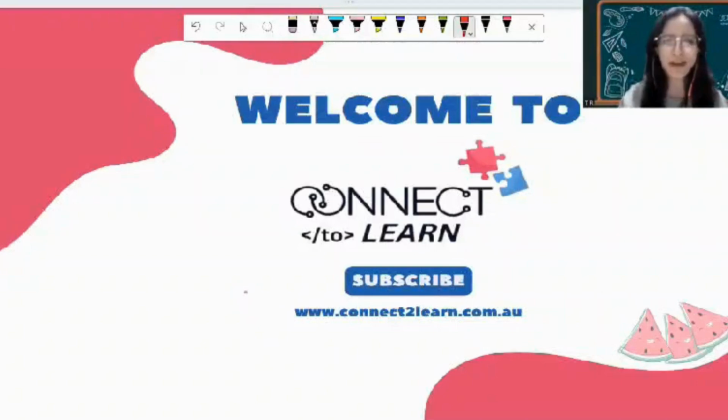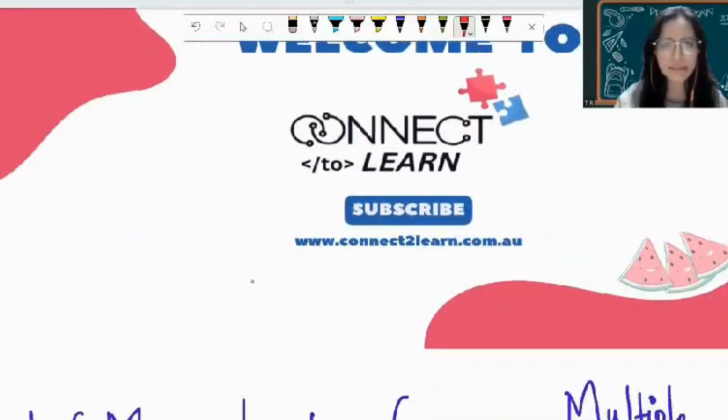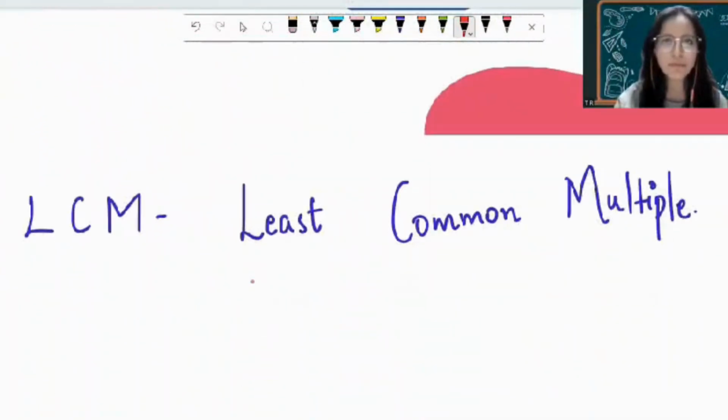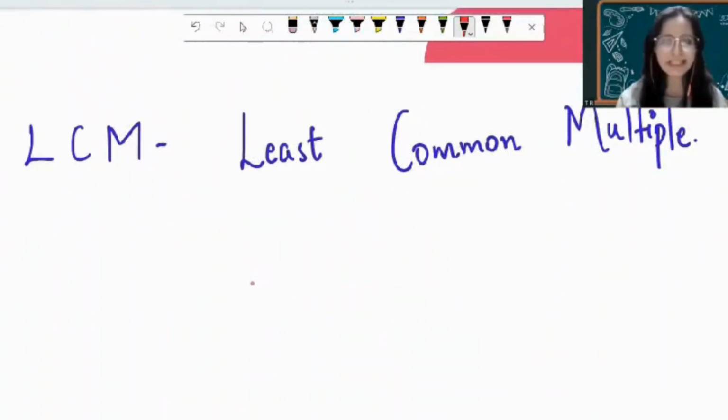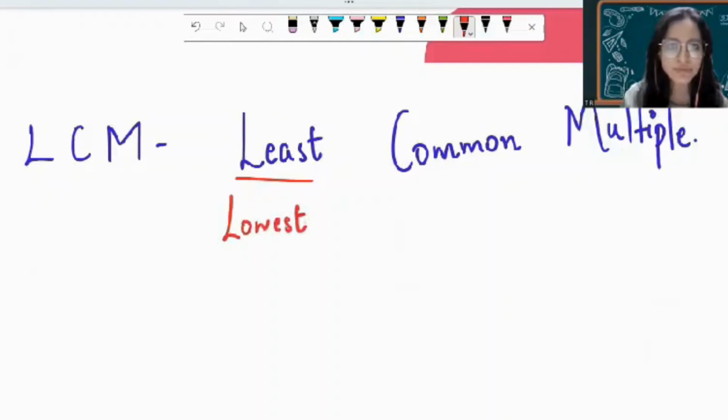So today we are going to learn about LCM. Do you know what is LCM? Let's learn. The full form of LCM is least common multiple. Here we can also call it lowest common multiple, right? So there are two ways to read this LCM, least common multiple or lowest common multiple.